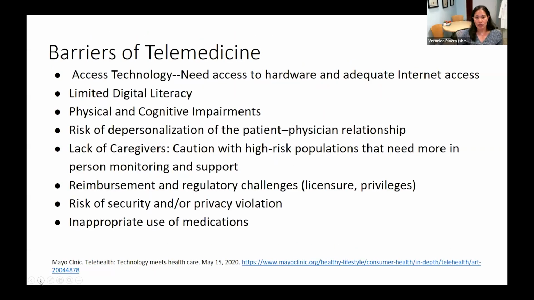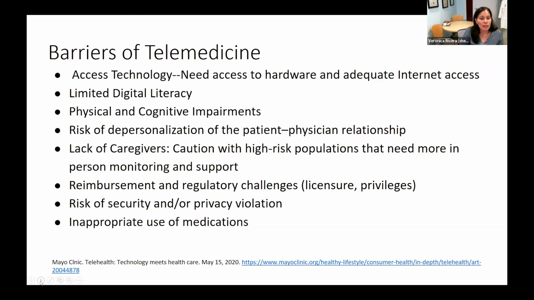On the flip side, there are some barriers to telemedicine. One huge issue is access to technology. Patients doing telemedicine need access to the hardware and adequate internet access to be able to participate in these visits with providers. We are also encountering that some patients have limited digital literacy, and that definitely limits their ability to complete a video visit. Of course, with our older adults, we're seeing physical and cognitive impairments that are also impacting their ability to participate.